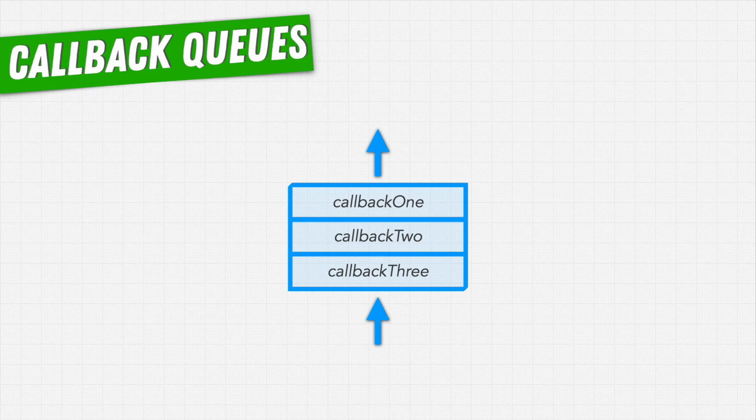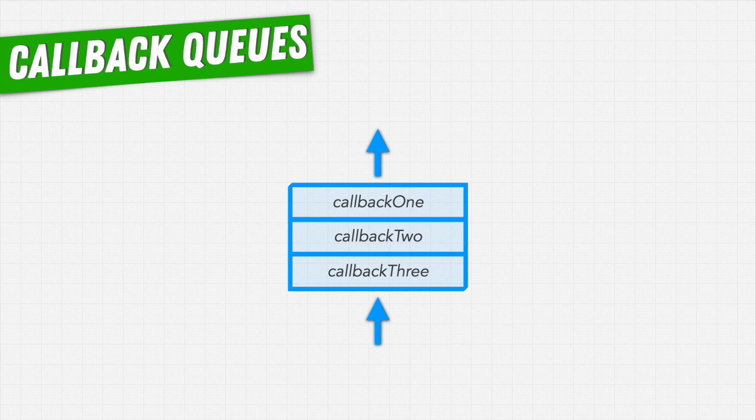There we go. I've probably said callback and queue a million times in the past couple minutes, but the next video is going to be a really good one. Let's find out exactly how the event loop uses this idea of a callback queue.